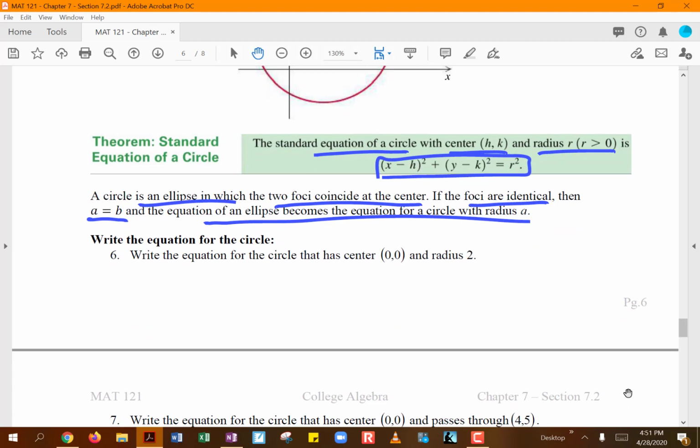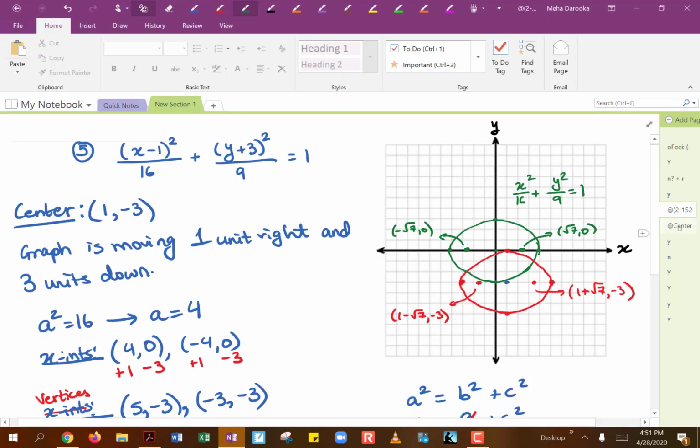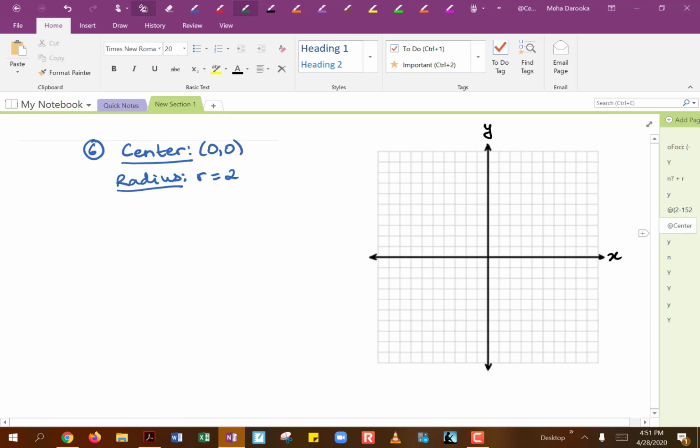Okay, radius is a. So here they are asking us to write the equation of a circle that has a center at 0, 0 and a radius of 2. So let's go ahead and take a look at this example. So remember, the standard form of our equation for a circle, let's go ahead and write that down. Now, in this case, remember your center values are giving you the h and the k value, and of course you are given the r over here.